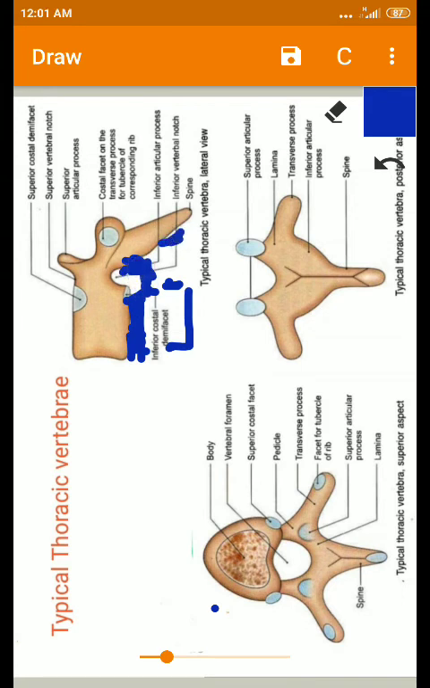This is the pedicle, which forms the superior facet here. If you can see, this vertebral foramen is very small in size in the thoracic region, and nearly circular in shape, because the pedicles do not show lateral deviation. The pedicles do not show any lateral deviation as they pass backwards.